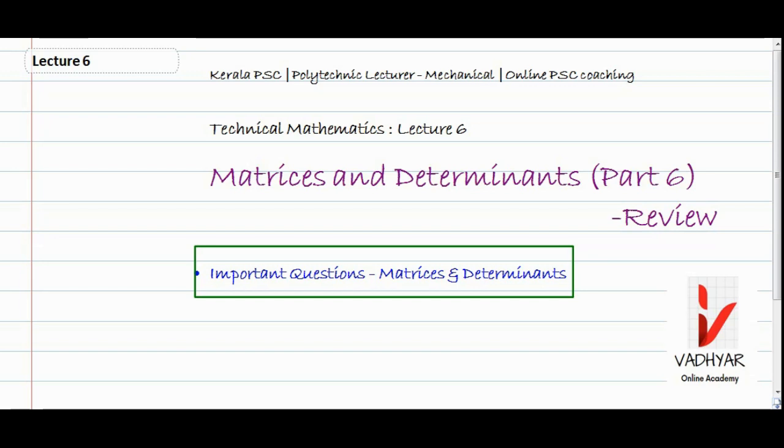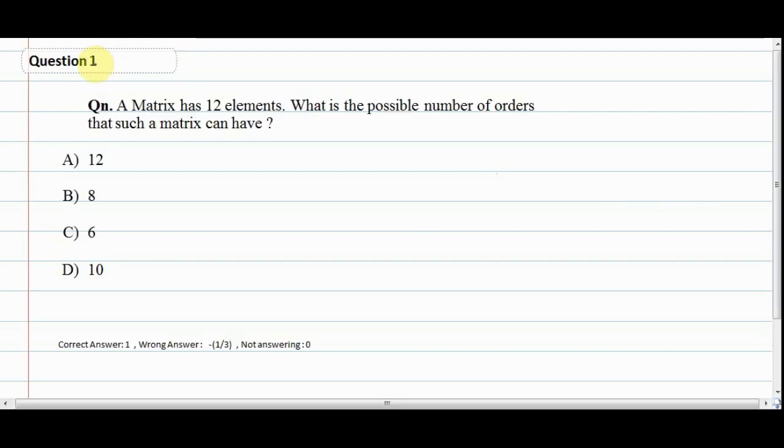So let's get started. Question number 1. A matrix has 12 elements. What is the possible number of orders that such a matrix can have? So we are asked to find out the possible number of orders of a matrix which has 12 elements. So options are: option A says 12, option B says 8, option C says 6, and option D says 10.